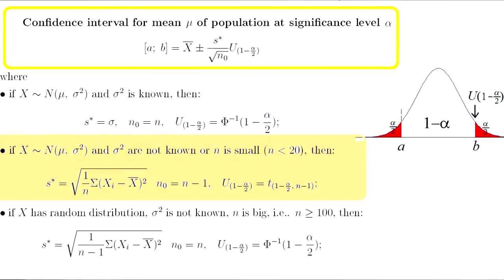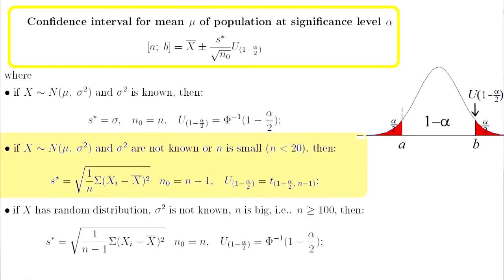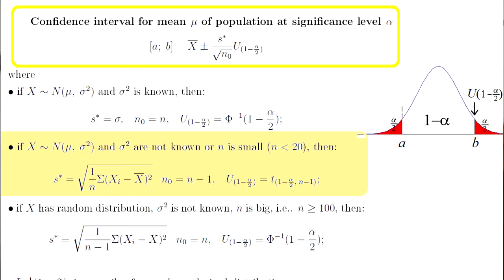Okay, what happens if the sample is small, or if we don't know the variance of the distribution, but still the distribution is normal? In this case, we can use the t-student distribution. So what are the three things? S star is given by the formula here: square root of 1 over n sum of xi minus x dash squared. It's just the standard deviation of the sample. N0 is exactly equal to n minus 1. And u, the quantile, is just the quantile which we take from the table of t-student distribution for n minus 1 degrees of freedom.